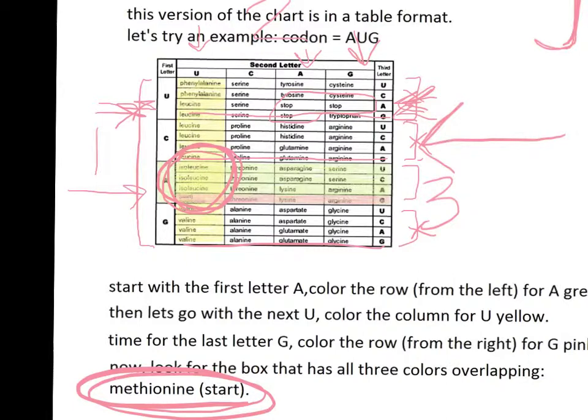Okay, it may be confusing at first, but with more practice it gets very easy. It's simple, it's consistent, it never changes. You read from left, top, right, and then you find the box that is in all three of those rows or columns, okay? Alright, so that's the table.